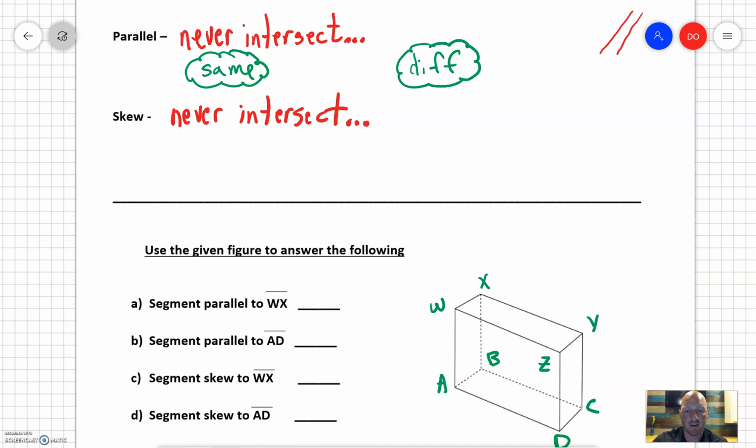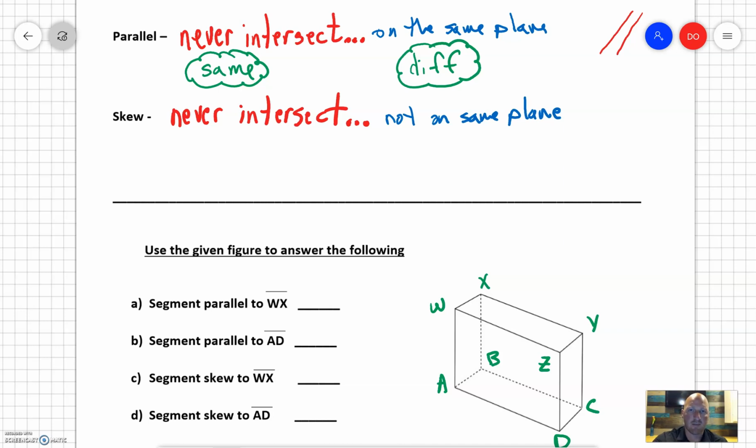Very simply, parallel lines are on the same plane, whereas skew lines are not on the same plane. Not on same plane.